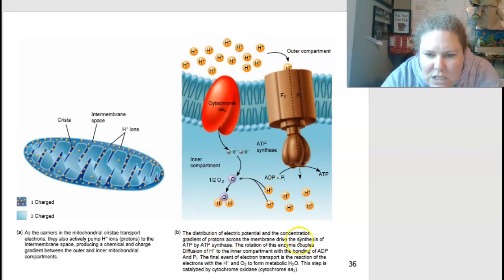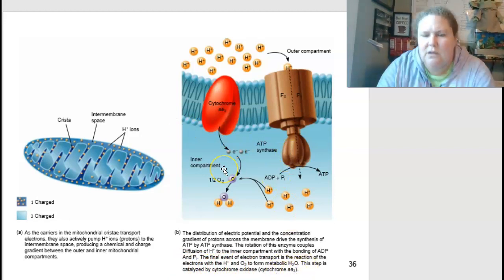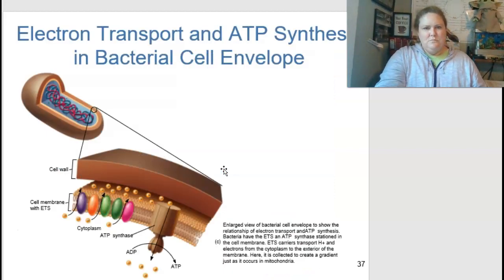Okay, and then the rotation of this enzyme couples the diffusion of hydrogens into the inner compartment with the bonding of ADP and of phosphate. And then the final event of the electron transport chain is the reaction of the electrons with the hydrogens and the oxygens to form metabolic water, H2O. And this last step is catalyzed or helped by the cytochrome oxidase, which is the cytochrome aa3. Okay, so it has another complex to help it out.